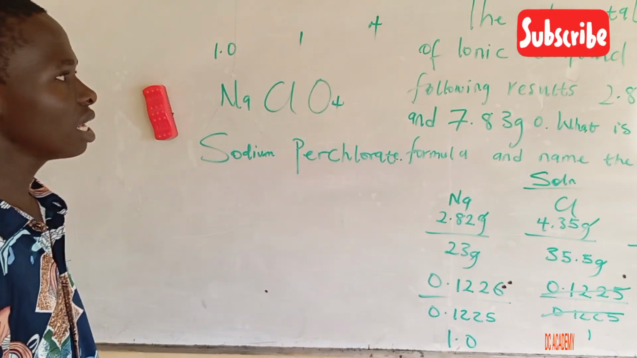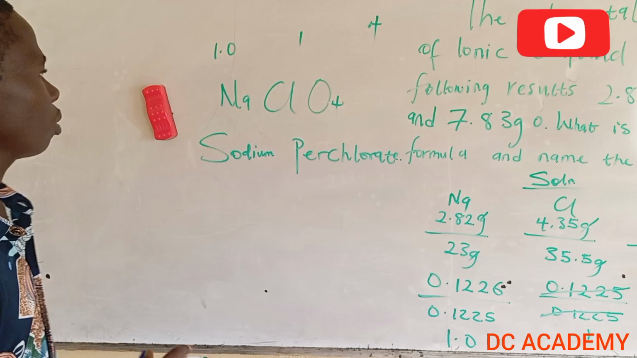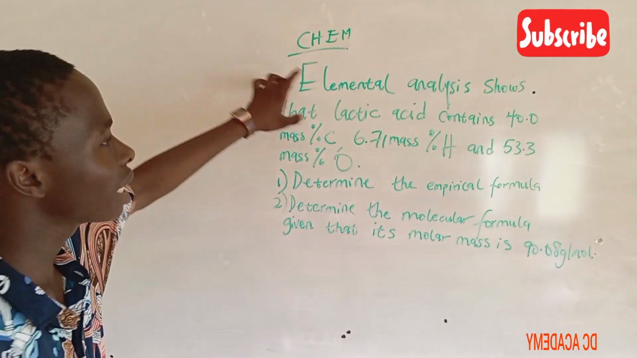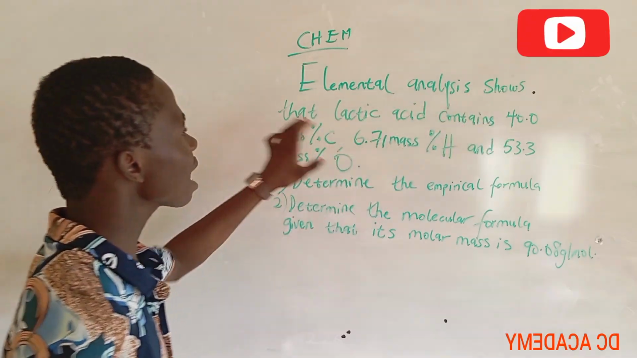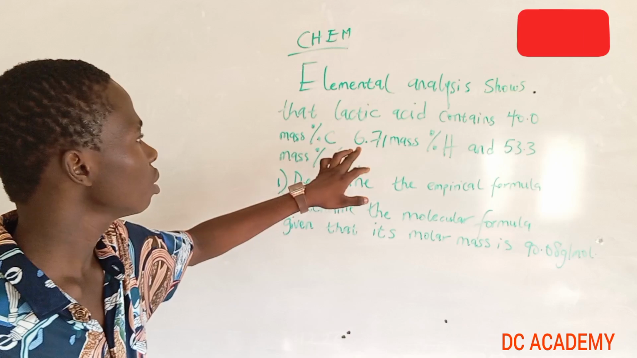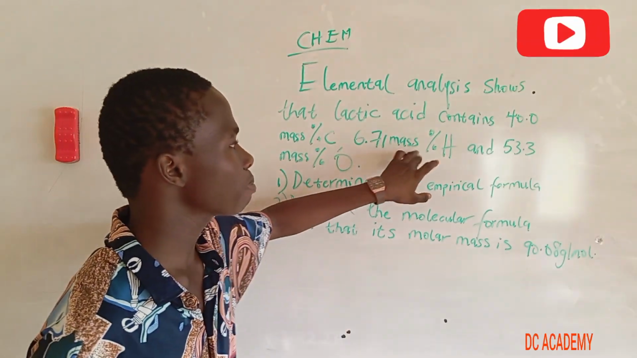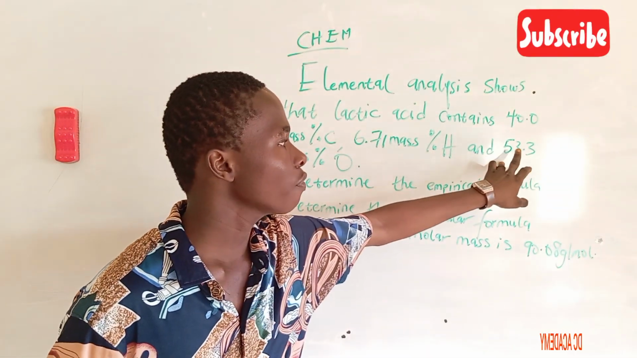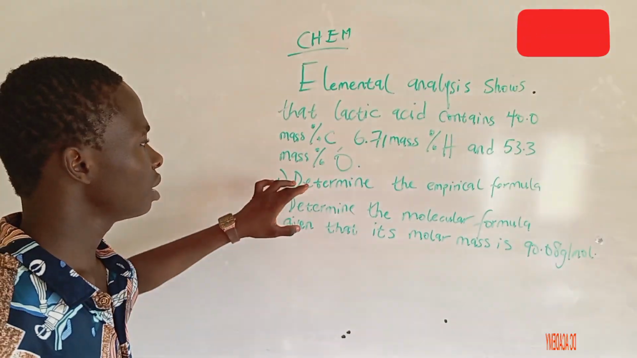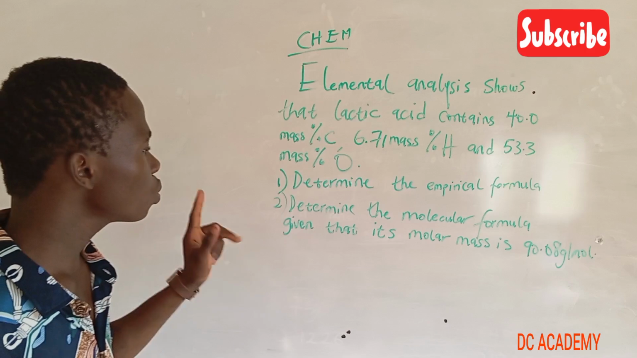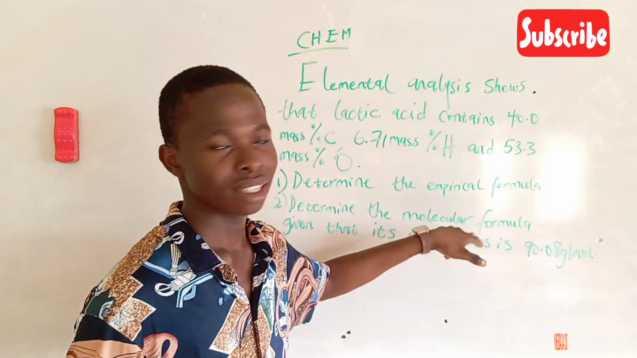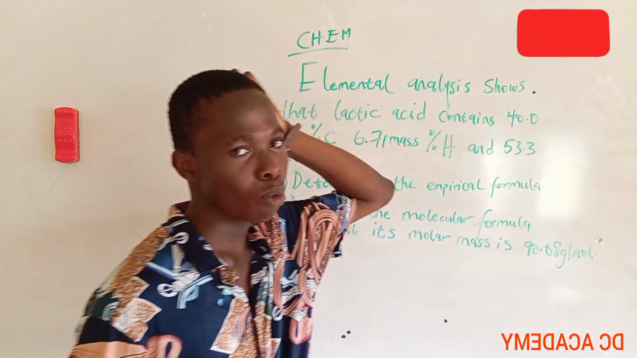So now let's look into one more example, and that should be all for today. This is the next question. The elemental analysis shows that lactic acid contains 40.0 mass percent carbon, 6.71 mass percent hydrogen, and 53.3 mass percent oxygen. The questions are: determine the empirical formula, and determine the molecular formula, given that its molar mass is 90.08 grams per mole.